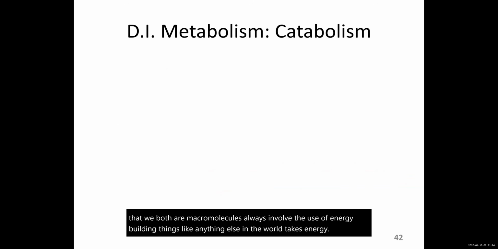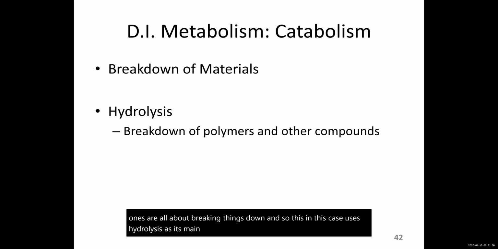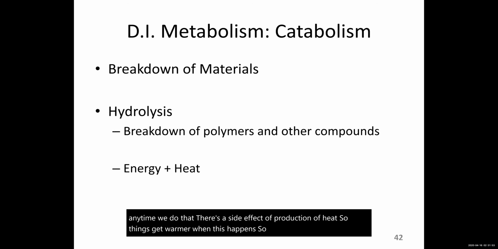Now, the opposite to it, its converse type of reactions, the catabolic ones, are all about breaking things down. And so this, in this case, uses hydrolysis as its main reaction. And its idea is to take larger things, like polymers, and bring them down to smaller pieces. And what's unique about this is that anytime we do that, there's a side effect of production of heat. So things get warmer when this happens. So organisms that perform catabolic reactions in high amounts usually generate some sort of heat.